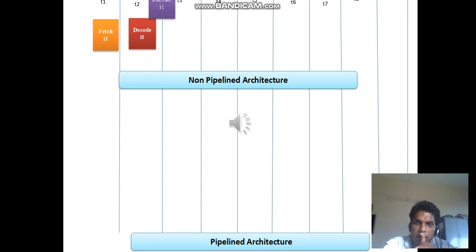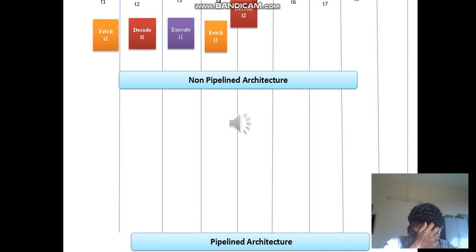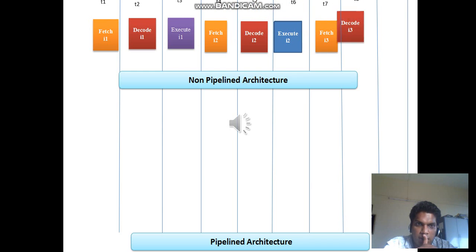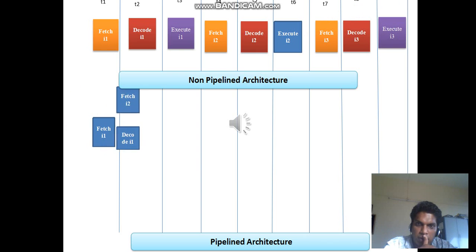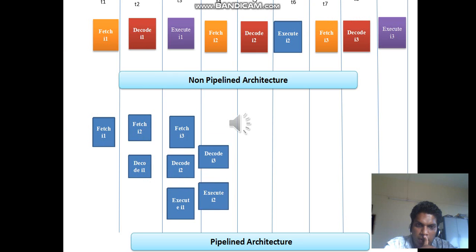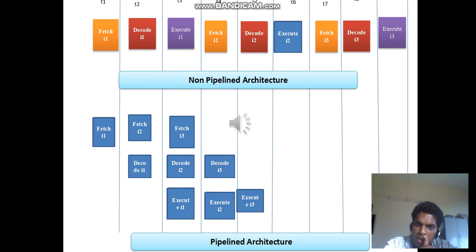This is non-pipeline architecture, where each instruction gets executed serially. If it requires three sub operations, then it requires 9 clock cycles to completely execute 3 instructions. But in the case of a pipeline architecture, more than one operation can be performed in the same clock cycle. So only 5 clock cycles are required.